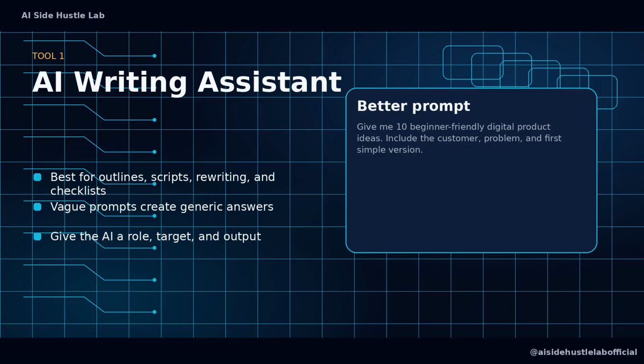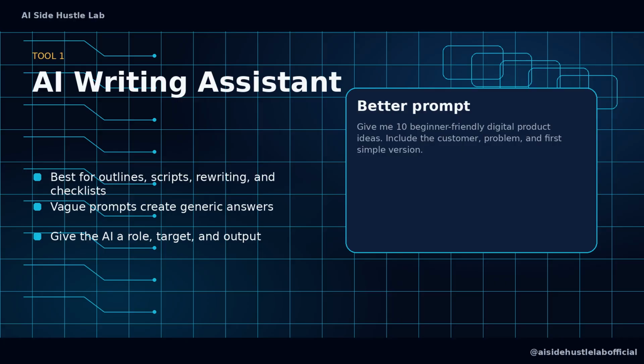Here are 3 beginner use cases. Use it to turn a rough idea into a YouTube outline. Use it to rewrite a messy paragraph into clear language. Use it to create a checklist for a project you keep putting off. My verdict? If you are new to AI, this is the first type of tool to learn, not because it does everything perfectly, but because it helps you think faster.